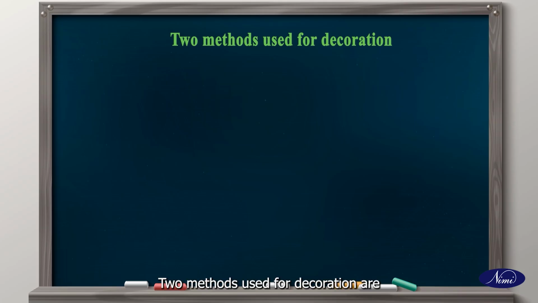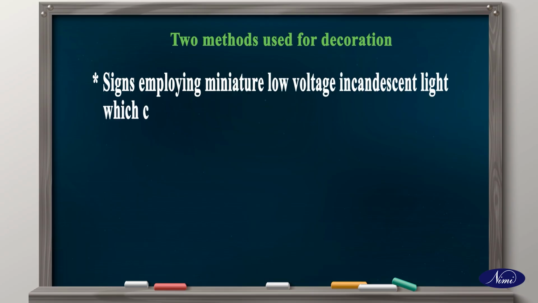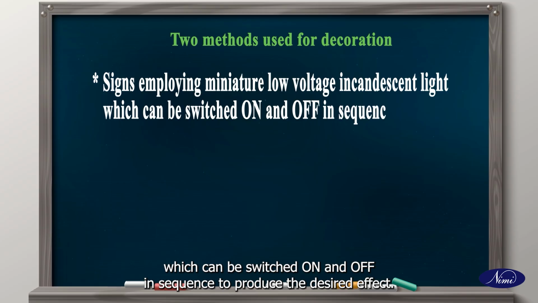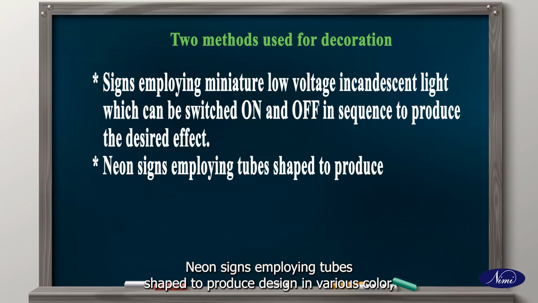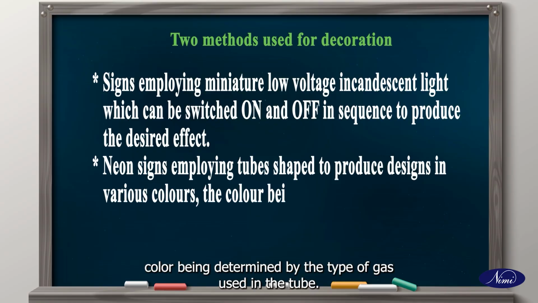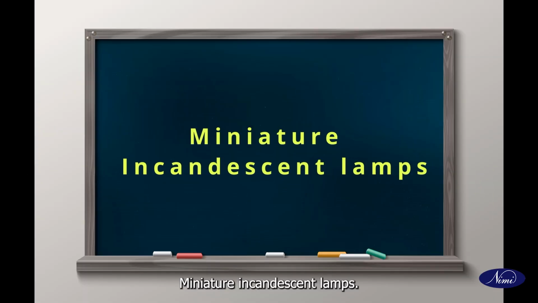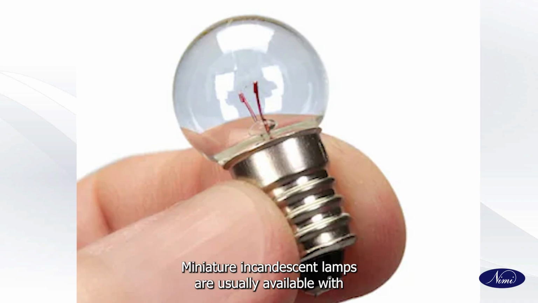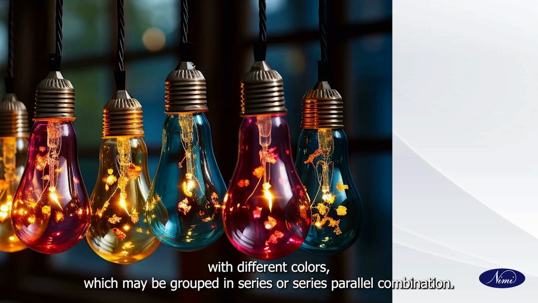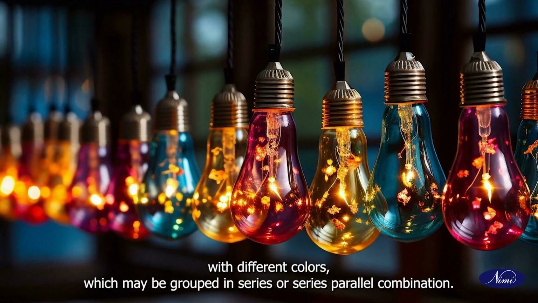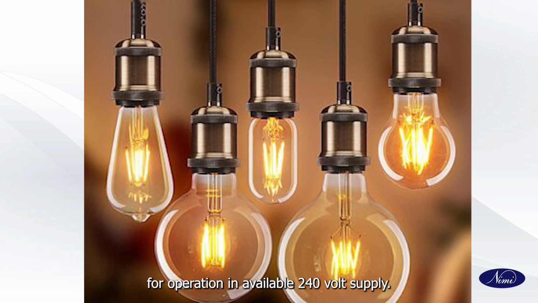Two methods used for decoration are signs employing miniature low voltage incandescent lights, which can be switched on and off in sequence to produce the desired effect, and neon signs employing tubes shaped to produce designs, in various colors determined by the type of gas used in the tube. Miniature incandescent lamps are usually available with 6 volt, 9 volt, 12 volt and 16 volt ratings with different colors, which may be grouped in series or series parallel combination for operation in available 240 volt supply.